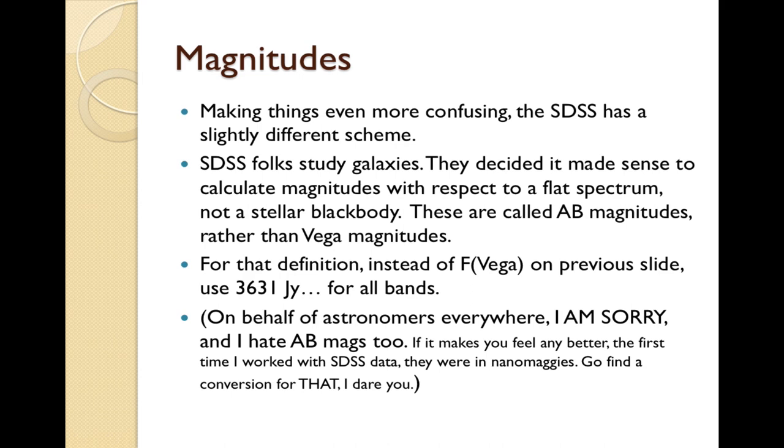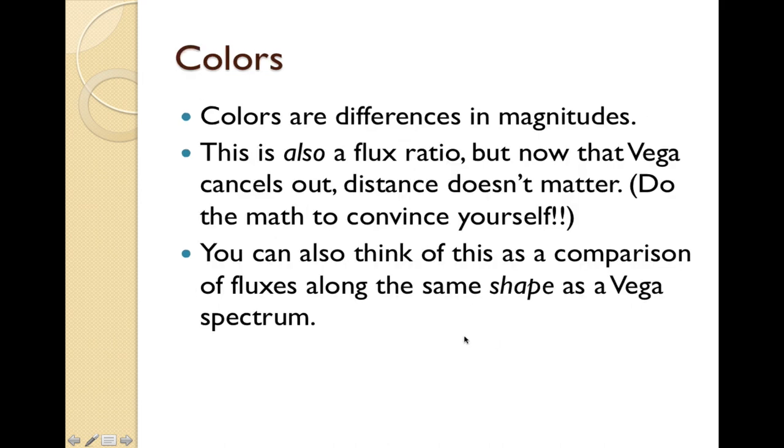If you just pull magnitudes out of Sloan, you are going to have to think about that before adding them to your SEDs if you're using Vega-based magnitudes like you get from WISE or 2MASS or many optical surveys. So you're going to have to worry about this if you're using Sloan data. If it makes you feel any better, Sloan has a long history of working in some funny units. The very first Sloan data I ever worked with came in nanomaggies, and those are even more challenging to convert.